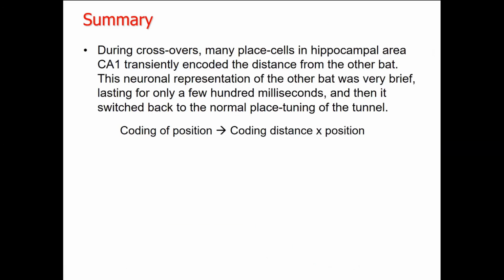So when the bat is flying alone, it's just encoding its own position, but when it approaches the other bat, within 100 milliseconds, there is a switch to representing my own position, but also the distance to the other bat. Again, here we're utilizing the fast flight speed of the bats. Because they fly so fast, the behavioral switch is very fast, and then the neural switch is very fast.